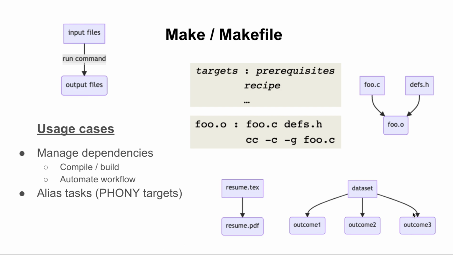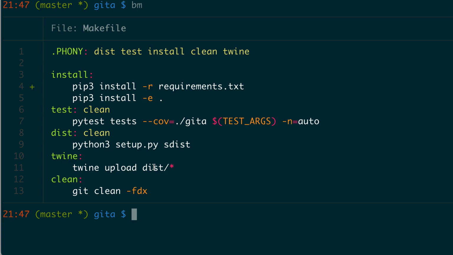The second use case for Makefile is to alias tasks. So in this situation, there are no output files, and it is also known as phony targets. So you basically just want to give a short name for a long command. Let me show you some examples.